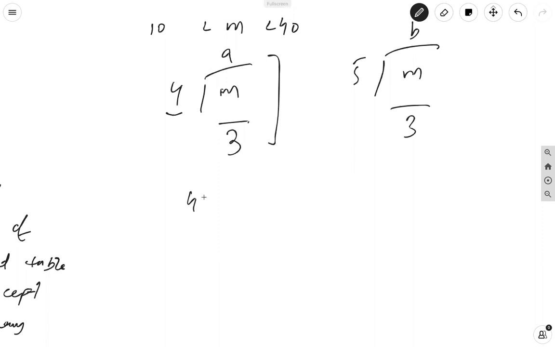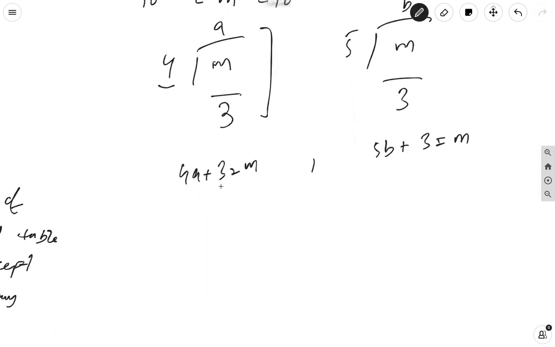So the first one will be 4A + 3 = M, and the second will be 5B + 3 = M. Now you can do it by the method which I discussed in yesterday's session, but for this I will quickly use even and odd. This is even, this is odd, the result is odd. How can I get a result of odd? This is already odd, so this has to be even.